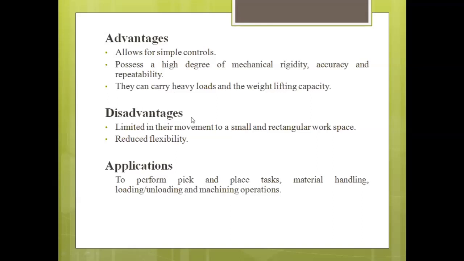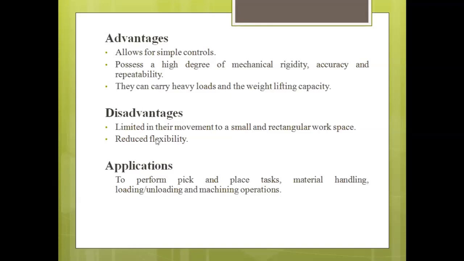Next, coming to the disadvantages. First one is that they are limited in their movement to a small, rectangular workspace. This Cartesian configuration robot has some limitations in the movement, that is, only in the x-axis, y-axis and z-axis. It will not move in a rotary axis. It will not move around 360 degrees. That's why it has some limitations and it produces a rectangular workspace. Second disadvantage is that it reduces the flexibility. It is not that flexible as compared to other configuration robots.